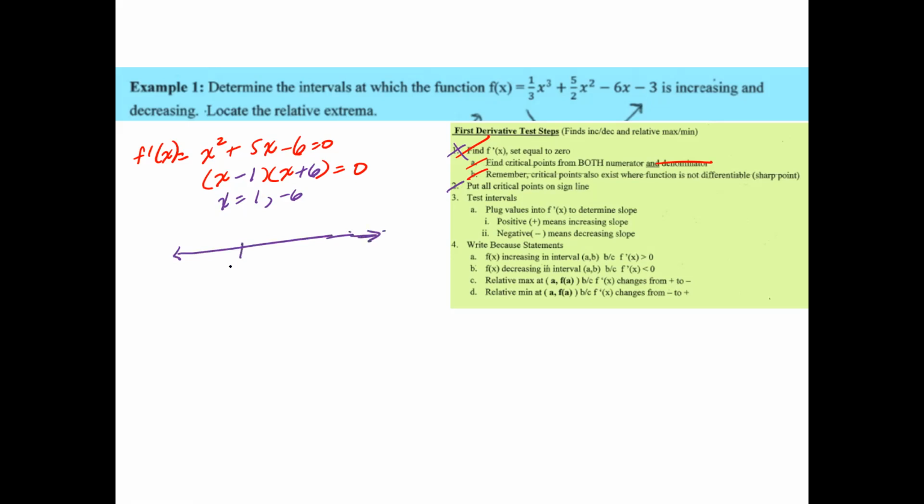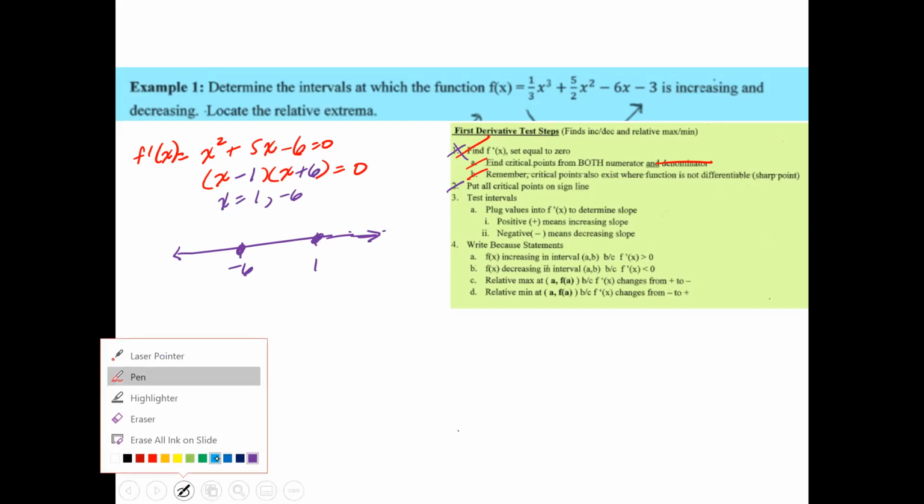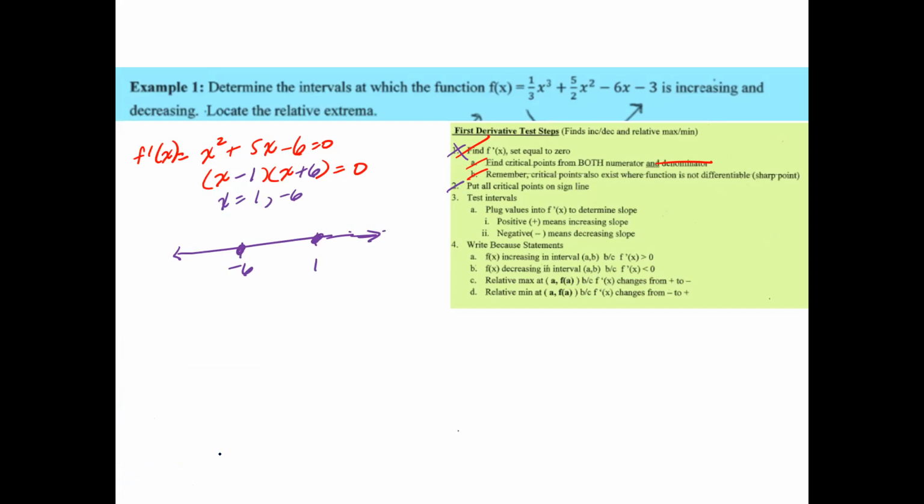Number 2, put all of the critical points on a sign line. So here's my sign line, here's -6, and here is 1. I know that at these 2 points right here, the slope is 0, and I need to test the left, middle, and right side of -6 and 1 to determine if it's a positive or negative slope.